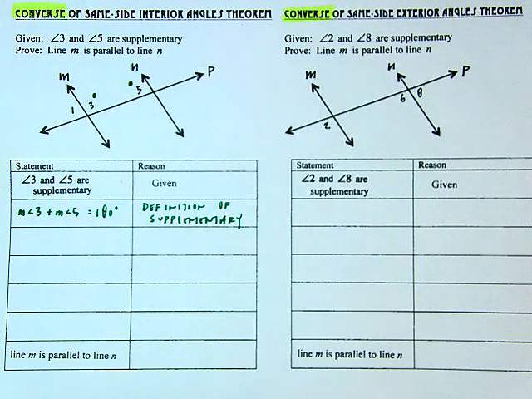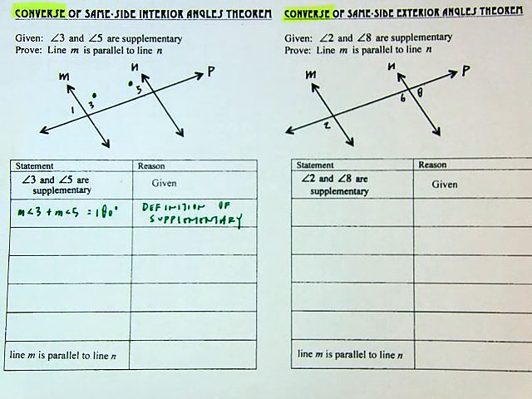If you wrote me a sentence that said supplementary angles add up to 180 degrees, then I would take that. So if angles are supplementary, then their measures sum to 180, that would be fine too. I'm just going to write it as the definition of supplementary.